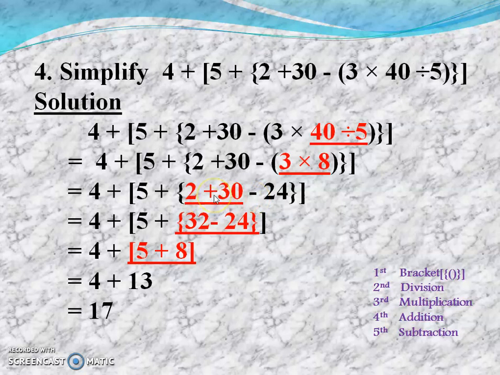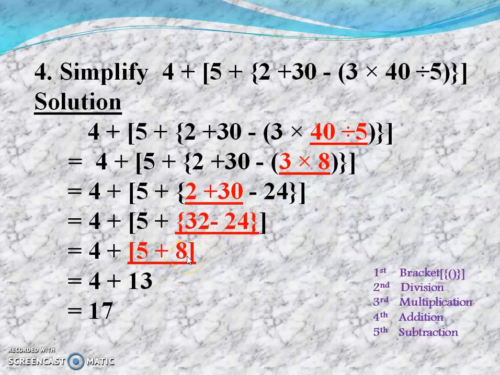So the addition sign is between 2 and 30. So 30 plus 2 gives you 32. Minus 24 we copy as it is. Rest of the numbers also we copy as it is. Now inside the curly bracket, we have got only subtraction. So 32 minus 24 gives you 8.